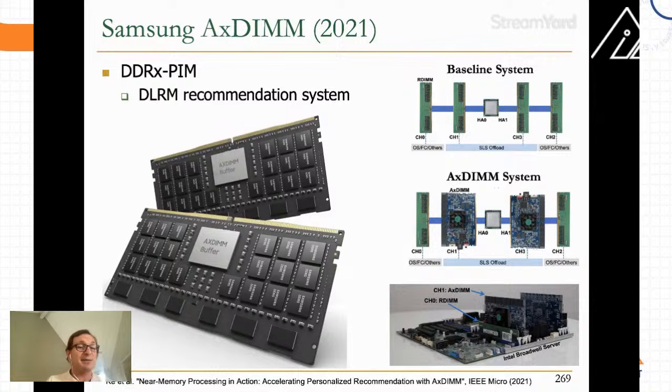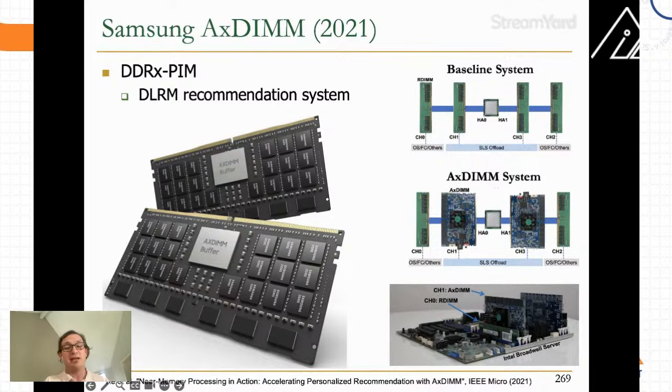This is another system, very different, also developed by Samsung together with Meta. Here, they don't modify the DRAM chip. DRAM chips are commodity DRAM chips, but they have a buffer chip over here, which is an FPGA. And in this FPGA, they implement primitives that can accelerate recommendation systems.